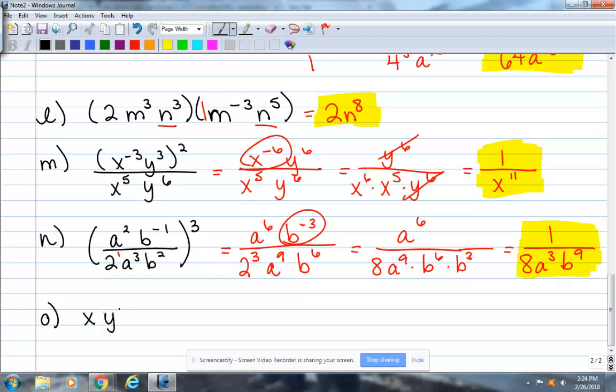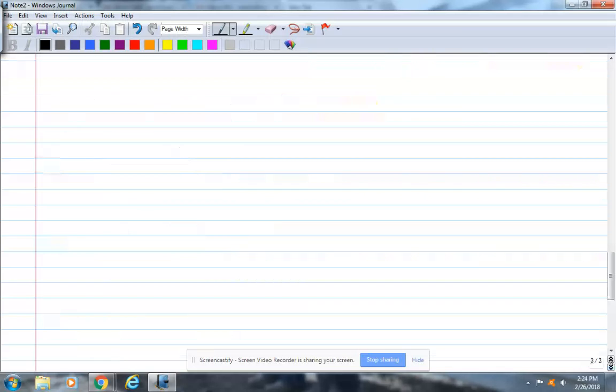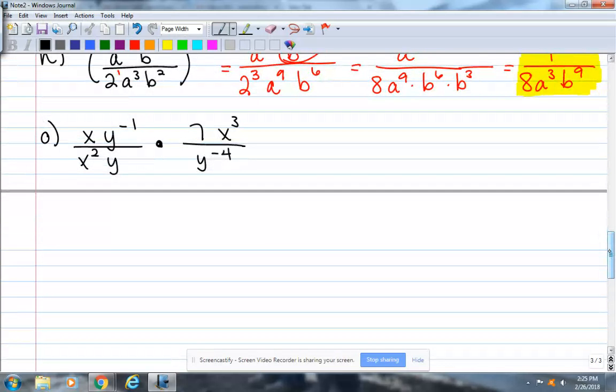X, y to the negative 1 over x squared y times 7x squared over y. I'm going to give myself some space. So this is multiplying two fractions, and we haven't done any of those yet, okay? But y'all remember from elementary school that when you multiply fractions, you go straight across. Numerator times numerator, denominator times denominator, right?